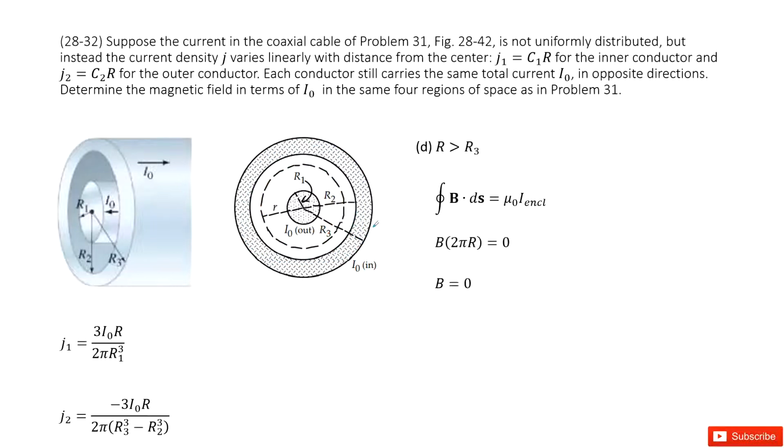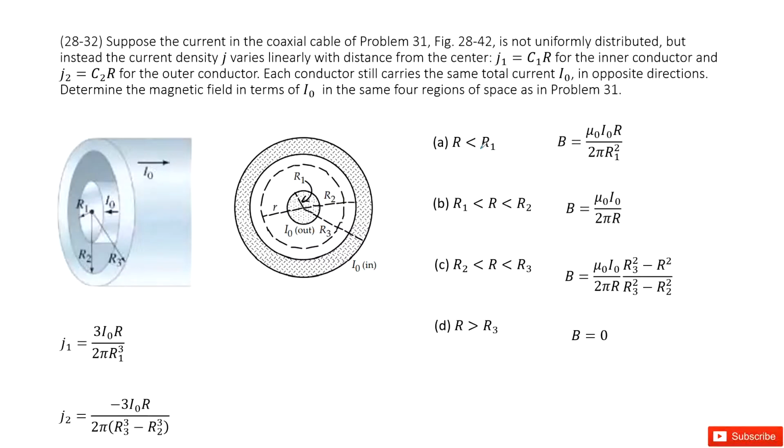The next part is r larger than R3. That means we can draw the enclosed path like this. This is B times the enclosed path 2 pi r, and the current for the inner part and the outer part are in opposite directions. So add them together, it's 0, so B equals 0. Finally, we can write the magnetic fields in the four regions with these functions.